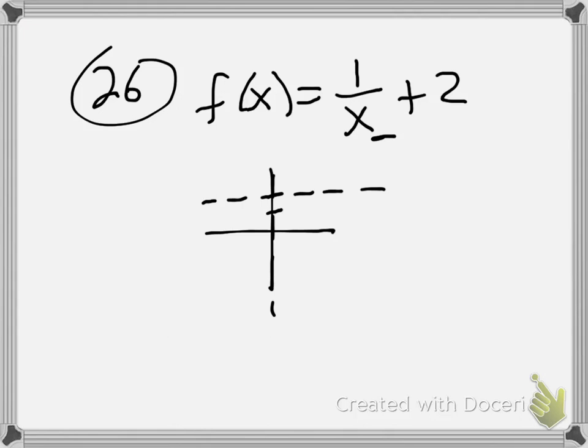Now, in this case, again, it wants you to list your vertical asymptotes and your horizontal asymptotes. My vertical asymptote deals with the number underneath here with the x, opposite sign, which in this case is just x equals 0. My horizontal asymptote is y equals 2.